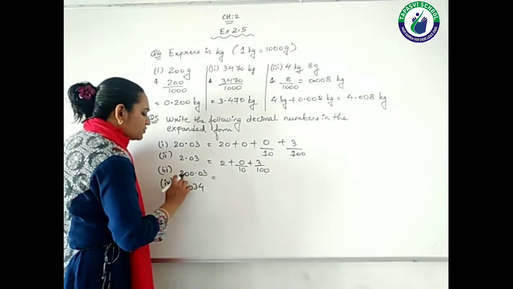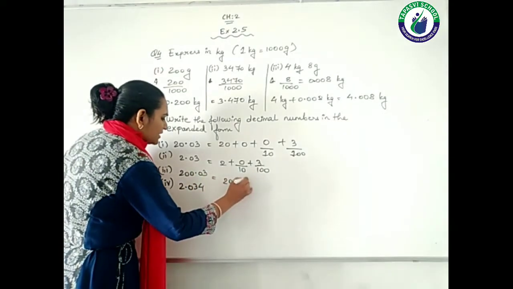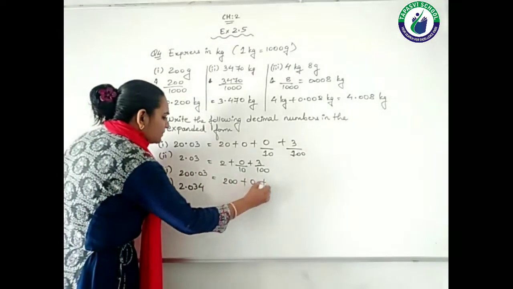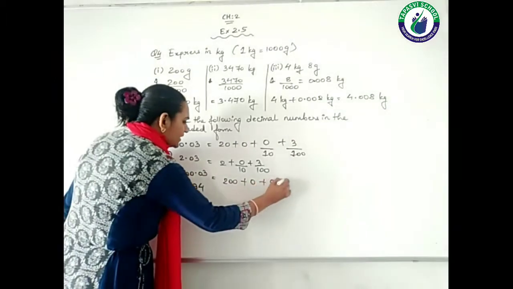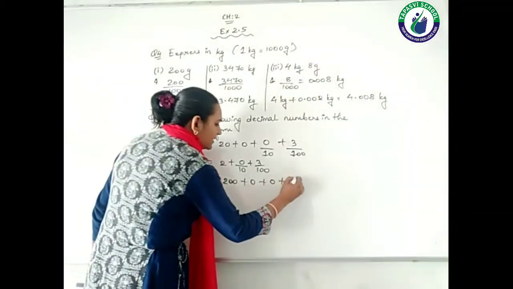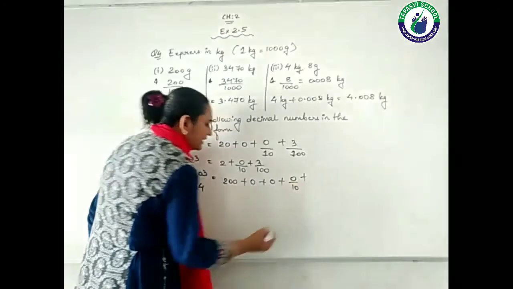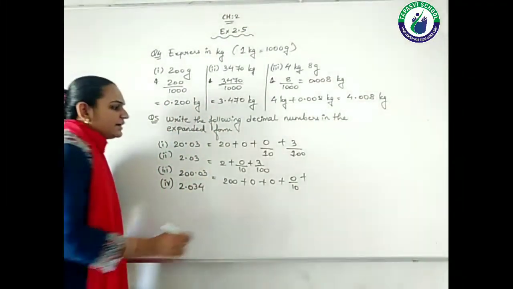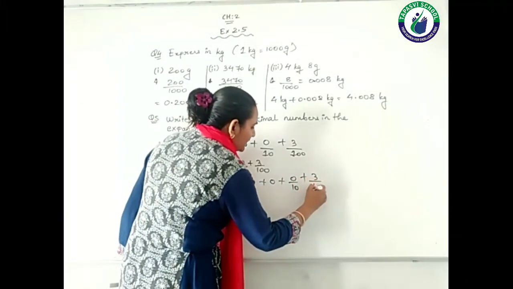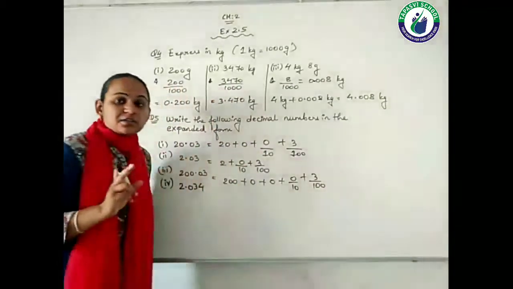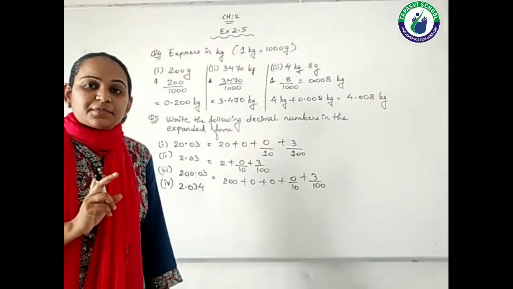Now third question, 200.03. So this 2 is at the 100s place. Then this 0 is at the 10s place. This 0 is at the 1st place. This 0 is at the 10th place. So you will write 0 upon 10. And this 3 is at the 100th place, students, right? 100. So इसीलिए हम upon 100 लिखते हैं, right?